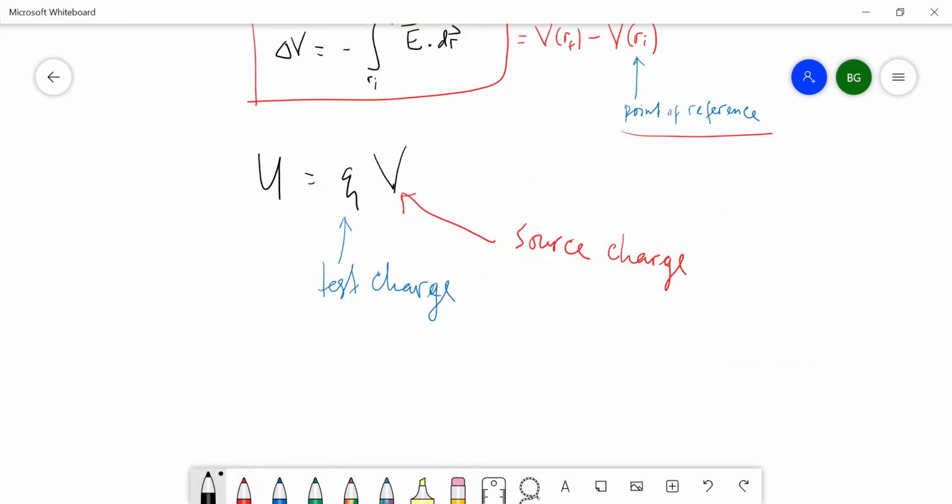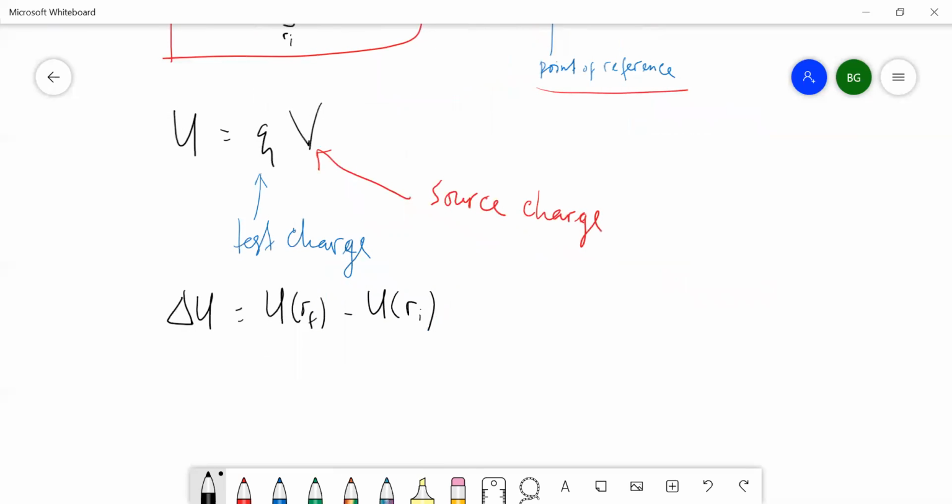Okay, so if we consider the delta U here, the potential energy difference, delta U. So delta is always U final minus U initial. So final minus initial. So this means Q delta V. So this is energy.